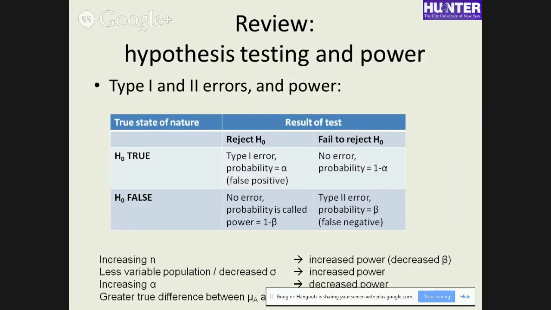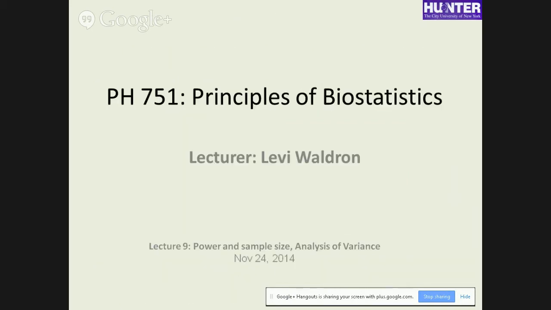So I just wanted to review this table that you've seen of type 1 and type 2 errors and power to get you back into the mindset of thinking about power. We think of type 1 and type 2 errors in terms of the truth, which when we're doing an experiment we don't know about, and the decisions that we make, the result of our hypothesis test, which is what we do know.